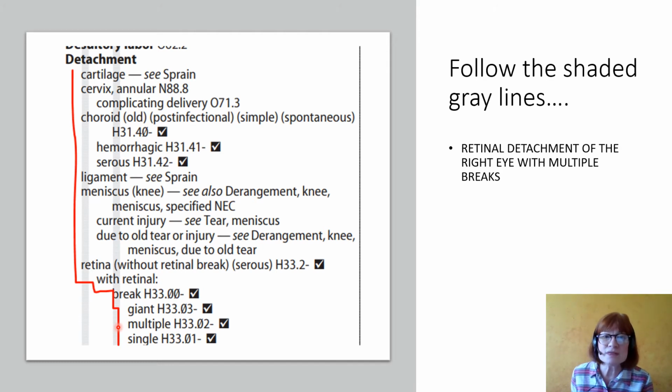Let me point this out. Not every time when we code will we need to read this many subterms and take this many steps further and further to the right. But this is elementary, and I want you to get comfortable with following the subterms as they correspond to the shaded gray lines.